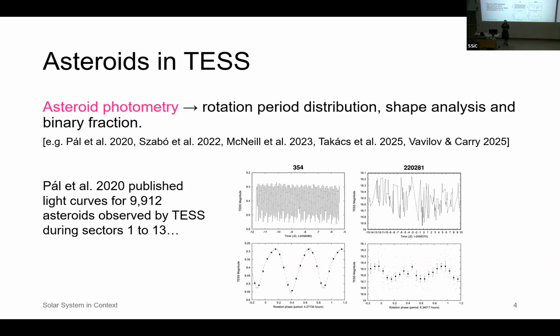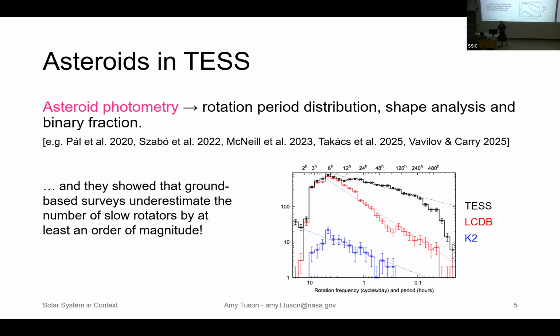One, for example, Pál et al. 2020, published almost 10,000 light curves for asteroids observed during only the first year of TESS, sectors 1 to 13. This just shows a couple of their example light curves, where you can see really clear rotation signals. Using their results, they showed that ground-based surveys, which is the light curve database in red here, are likely underestimating the number of slow rotators by at least an order of magnitude. This highlights the importance of using TESS for studies like this.